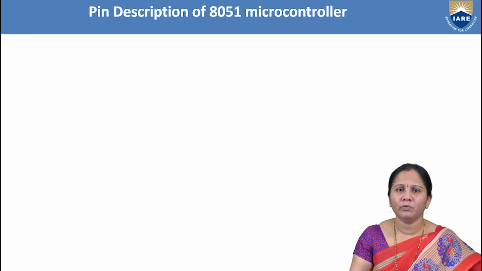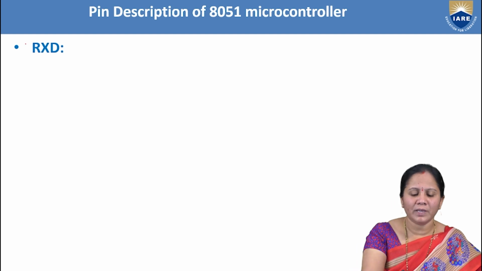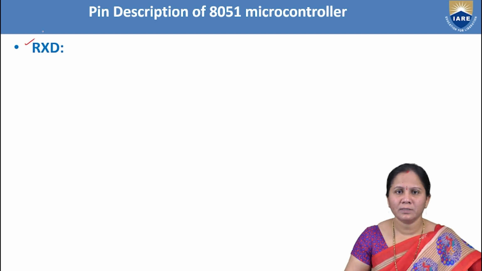So those are the 4 port pins. Only port 1 is called a dedicated port, whereas the remaining 3 ports have 2 functions. Now, as we have seen, there are control signals available in port 3.